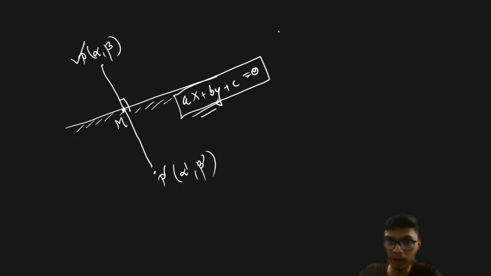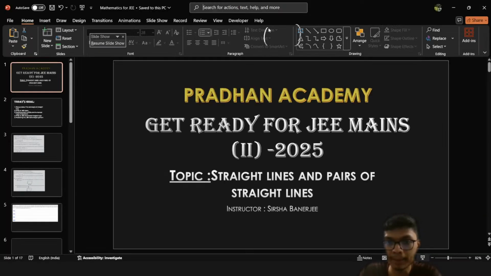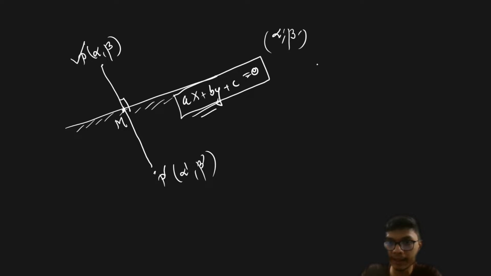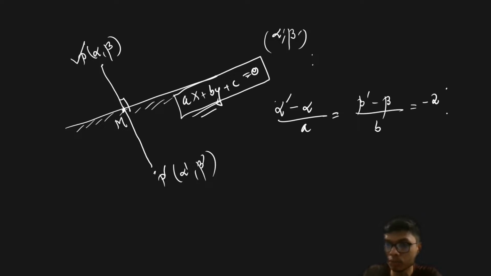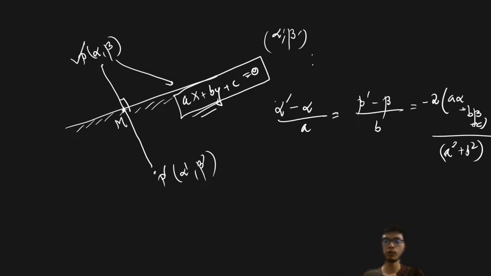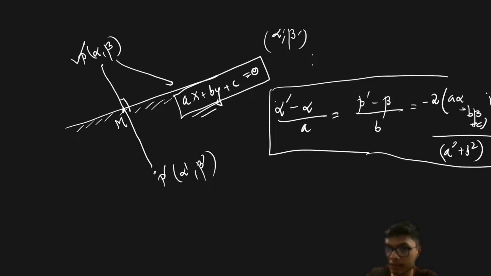Now, if you recall, the formula for the image is very straightforward. For finding the image alpha dash and beta dash, we use the formula: alpha dash minus alpha divided by a equals beta dash minus beta divided by b equals minus 2 times, putting alpha comma beta in the equation of the straight line, a alpha plus b beta plus c divided by a square plus b square. If you simply apply this relation, you can find the image of a point about any straight line.